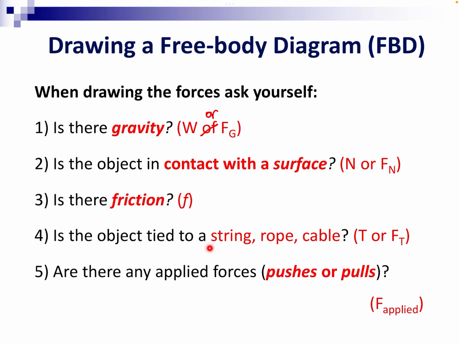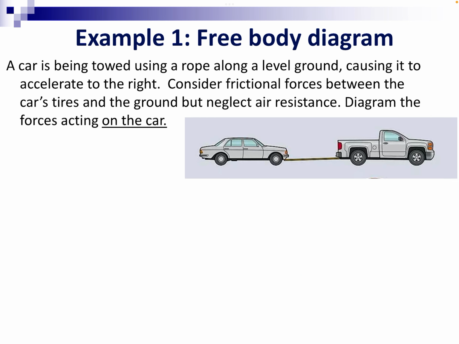Is the object tied to a string, rope, or cable? If it is, then you should draw a tension force acting on the object. And finally, are there any applied forces? Meaning, does the problem say that the object is being pushed or pulled? In that case, we label the force as applied force. Right, so let's look at this example of how to draw a free body diagram. A car is being towed using a rope along a level ground, causing it to accelerate to the right.